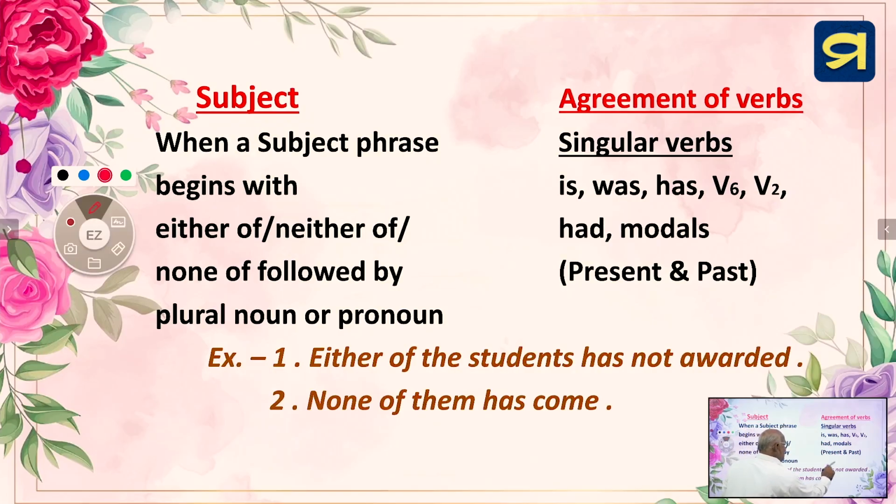Either of the students has not been awarded. Here, either of the students is a subject phrase and it begins with either of, and it takes the singular verb has. In example 2, none of them is the subject phrase and it begins with none of, followed by the plural pronoun them, and it takes the singular verb has.